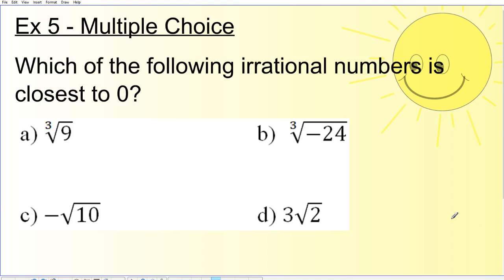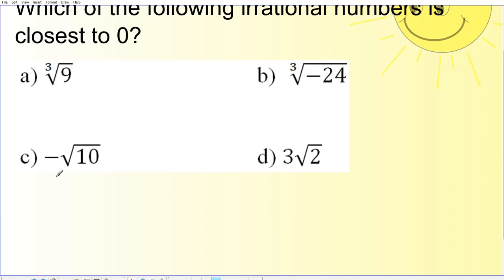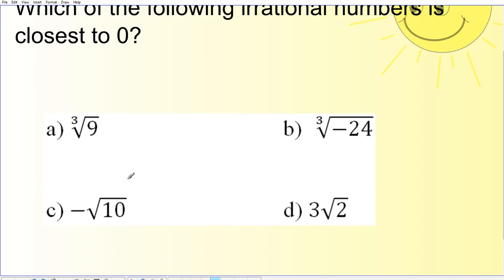Last problem. Example 5, multiple choice. It says, which of the following irrational numbers is closest to 0? So let's see here. If I use some of my table, now these numbers are all fairly small. So my perfect squares, because I need square roots for these three, and I need a cube root for him. So actually, let me do the cube root first.